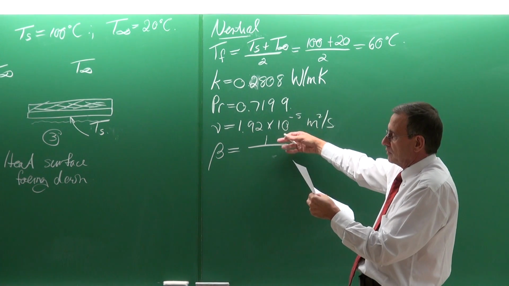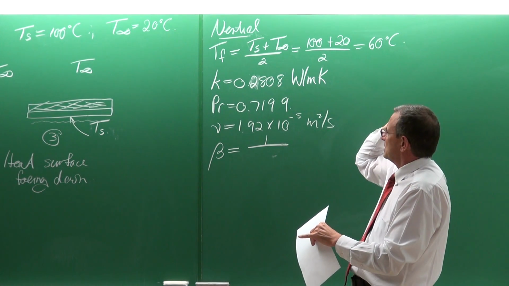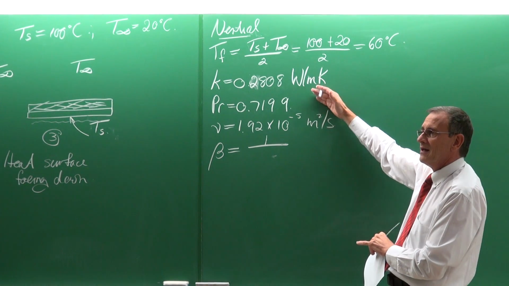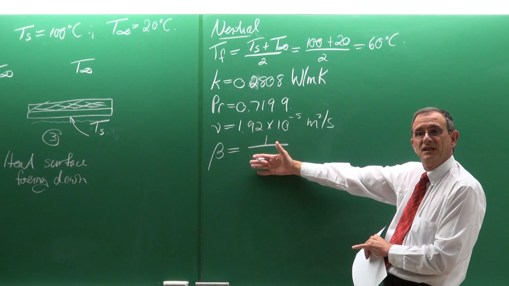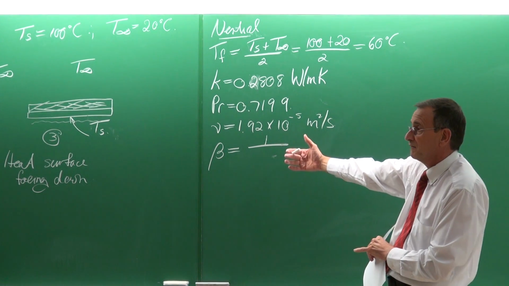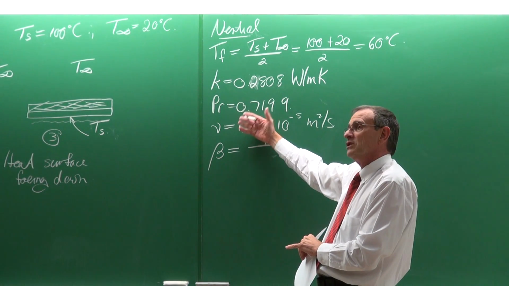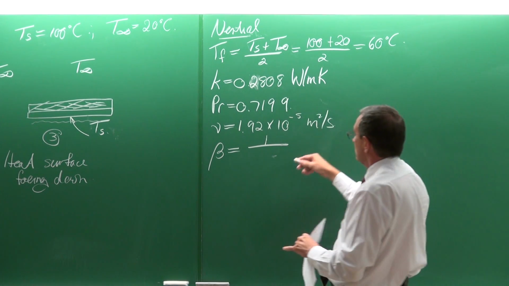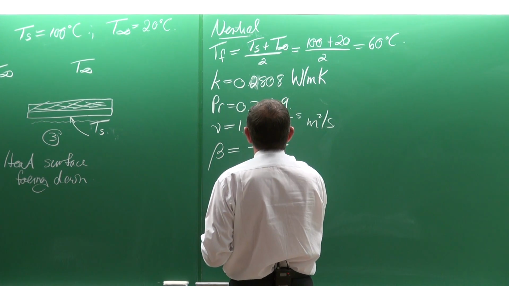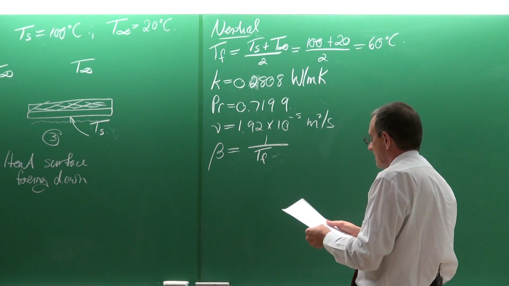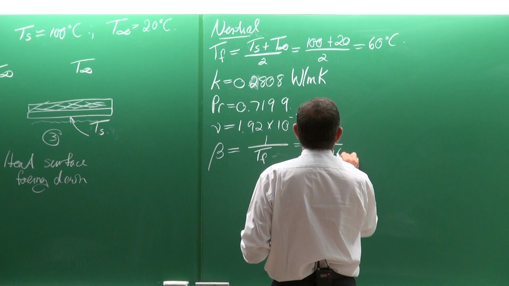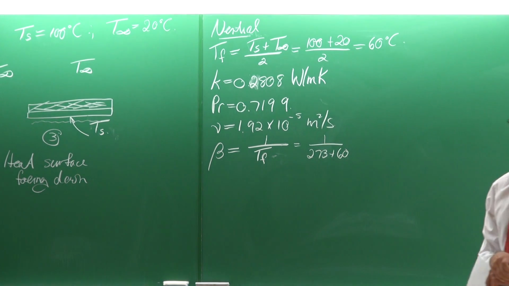So in the tables, I cannot remember which table it is, I think table A5 or A9 for air, at that temperature, you will see there's no beta value. So if you don't have that, and you can make a good assumption of the fact that it is an ideal gas, you can say it is 1 divided by TF. Okay, so it is 1 divided by 273 plus 60. That would be the value of beta.